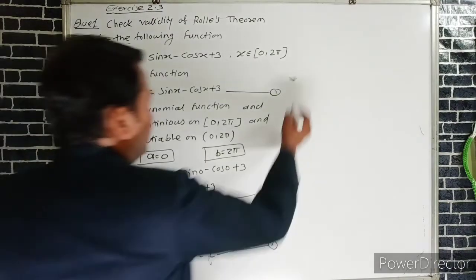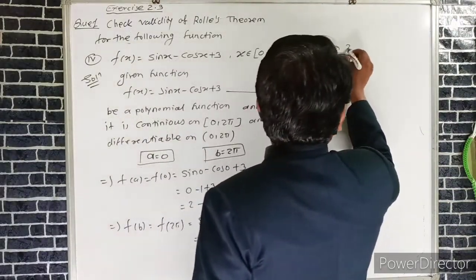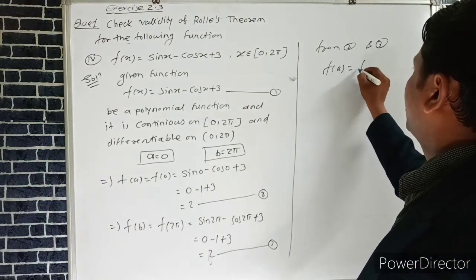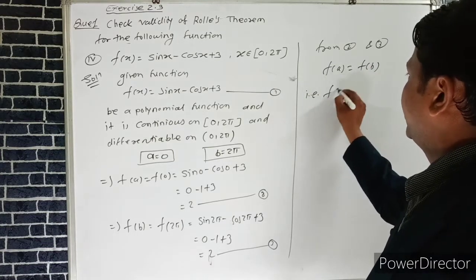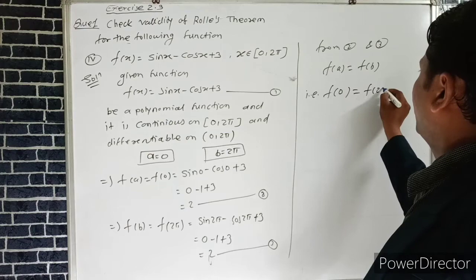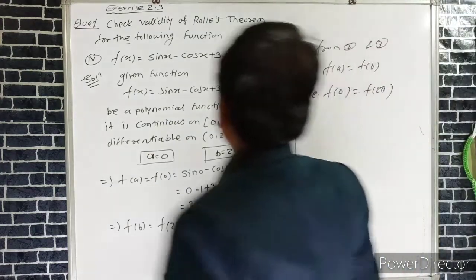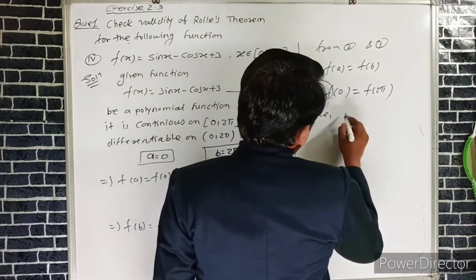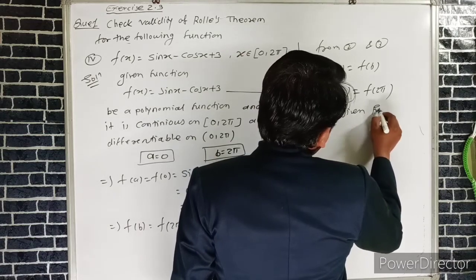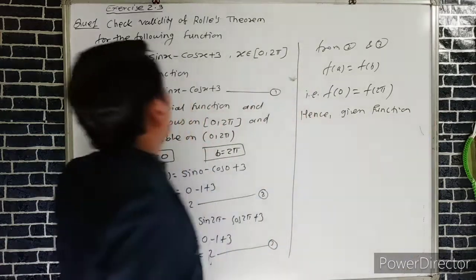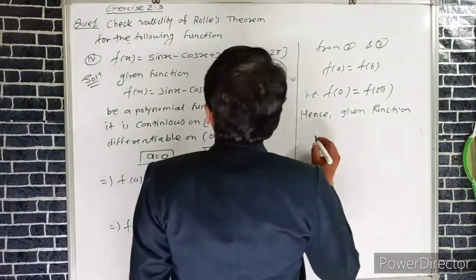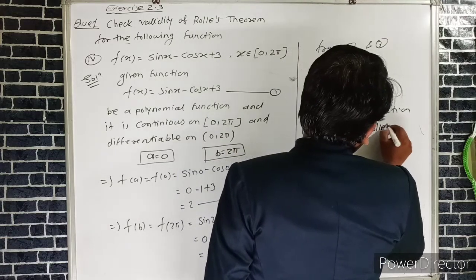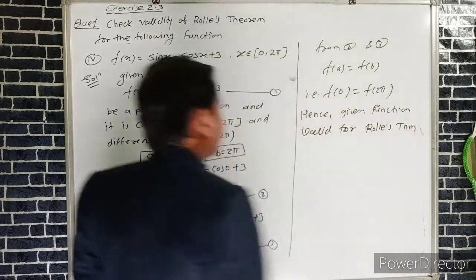From 2 and 3, we can say that the value of f of a is equal to f of b. That is, f of 0 is equal to f of 2 pi. If the values f of a and f of b are equal, then we can write that hence the given function satisfies all the conditions of Rolle's theorem, meaning it is valid for Rolle's theorem, hence proved.